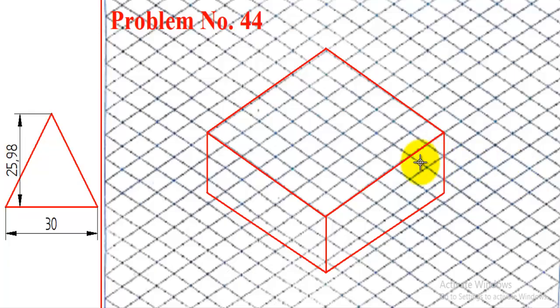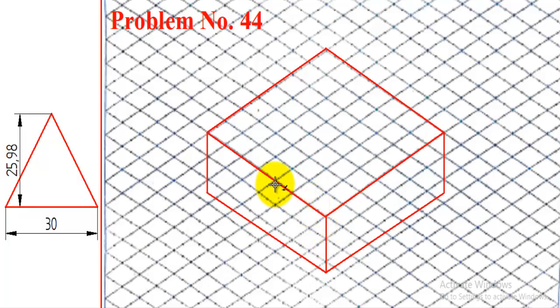The triangular prism, the rectangular face is resting on it. When the rectangular face comes, means the dimension of rectangular face will become the same. Height 70 they given, width is 30, so it will become 70, 30, 70, 30, and that rectangular face we need to construct first from the midpoint, because it is placed centrally. So from the midpoint we need to divide it.